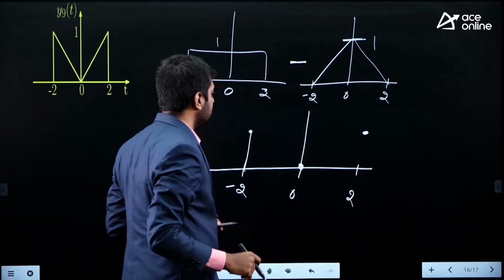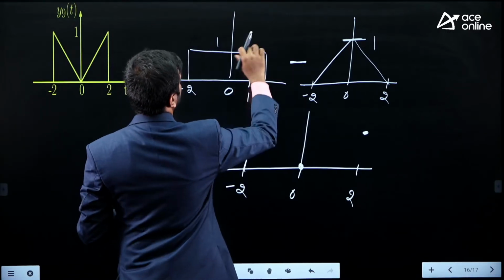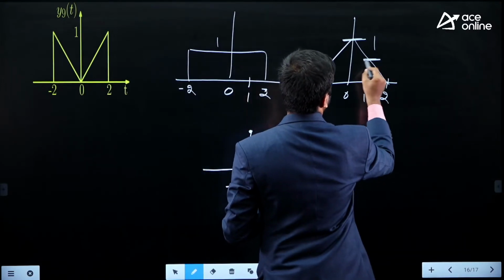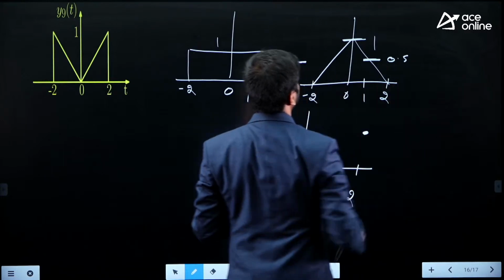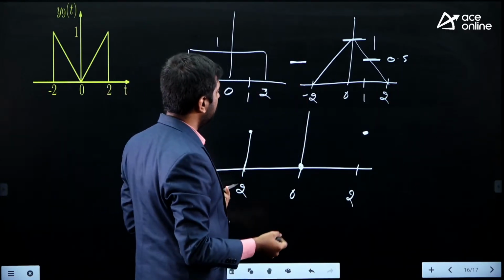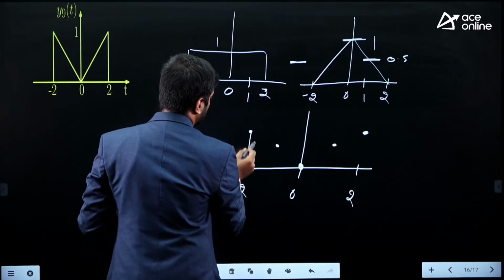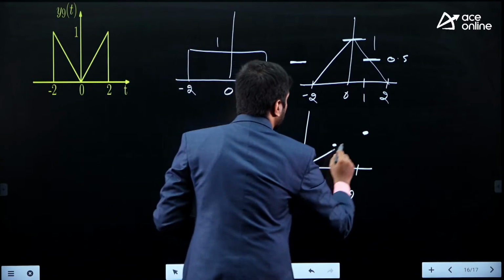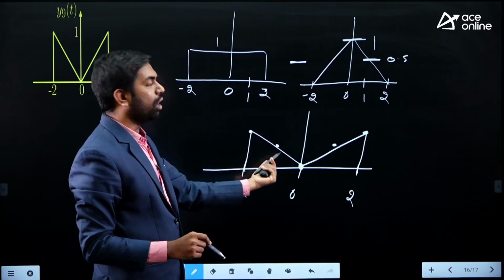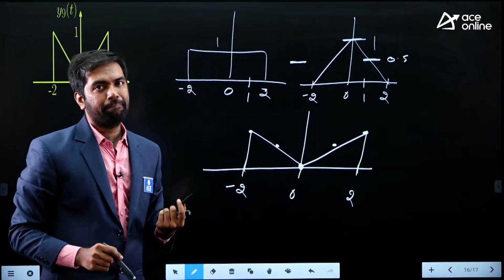So I got a few points. Let me take one more point, maybe 1 here. At 1, it's 1. At 1, how much is this? It's not 1. This is 0.5. So what is 1 minus 0.5? 1 minus 0.5 is 0.5. So something like this. Here also you'll get the same thing, right? So this is how it looks. Yes. If you subtract this 2, you are going to get this.